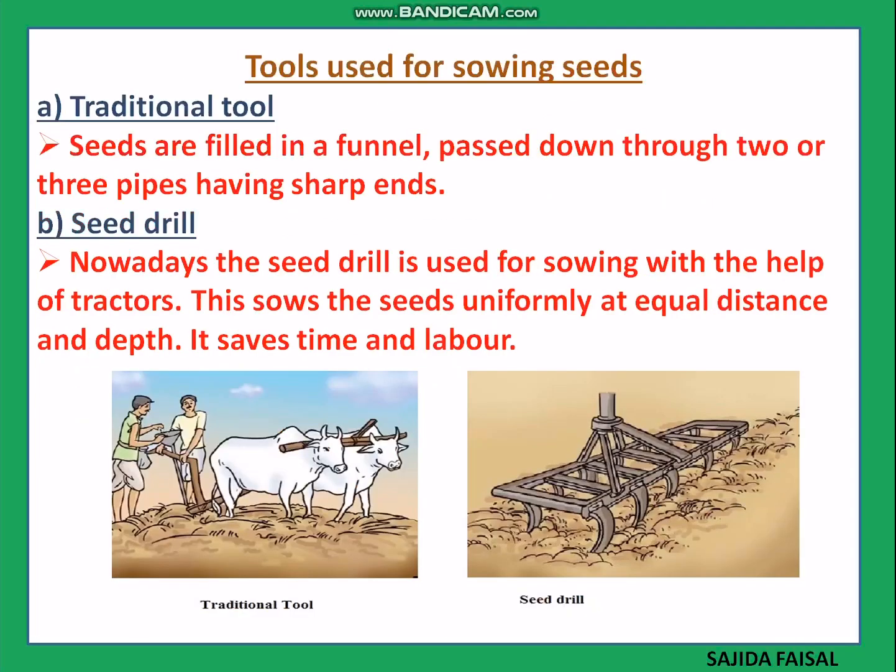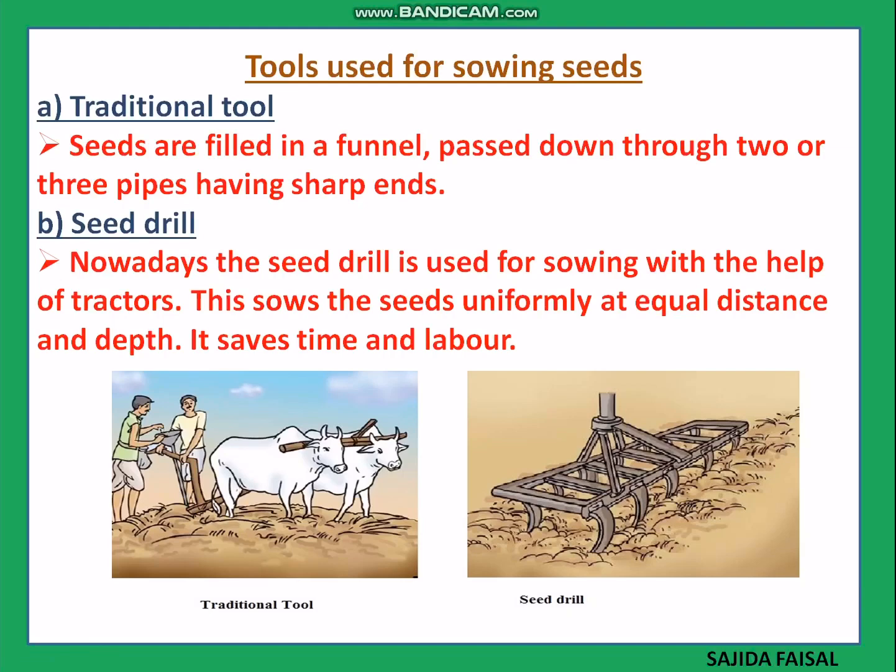Then some tools we are using for sowing seed. First one, traditional tool. In the traditional tool, seeds are filled in a funnel. In a funnel, seeds will be filled. Here we can see in a funnel, the seeds will be filled and passed down through 2 or 3 pipes having sharp ends. Through this funnel, they will be doing what? Sowing the seed. This is the traditional tool.